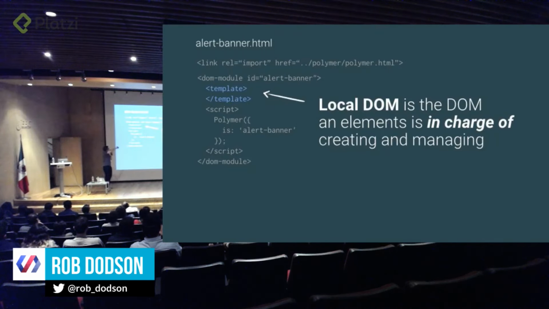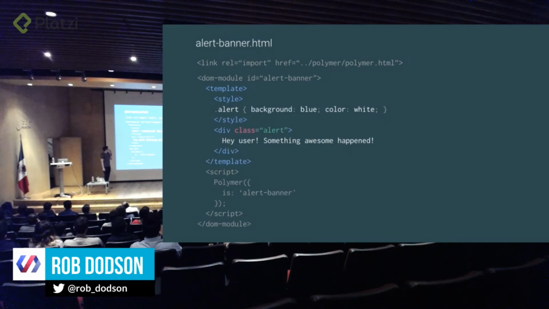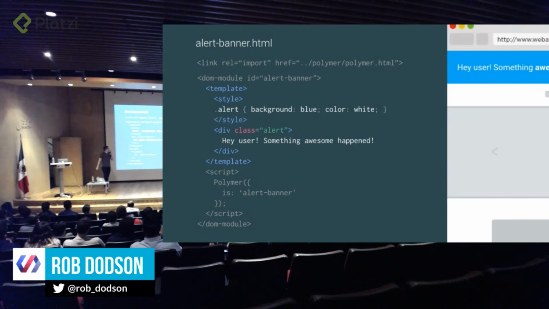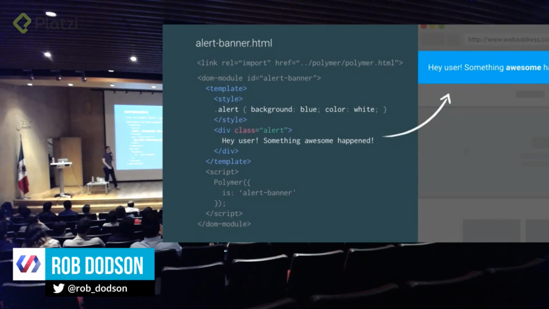So the local DOM inside of my element here, I'm just going to drop some markup in there. And that markup is what's going to render on screen when someone uses my tag. So I've got a div with an alert class right here, and just a little bit of text inside of it. And then a style tag to style that div. And these styles are scoped to the element. So they're not going to leak out. They're not going to affect anything else in the page. They're only going to affect that one piece of markup right there. So that's how we're actually going to generate that blue bar, right, when someone uses our tag.